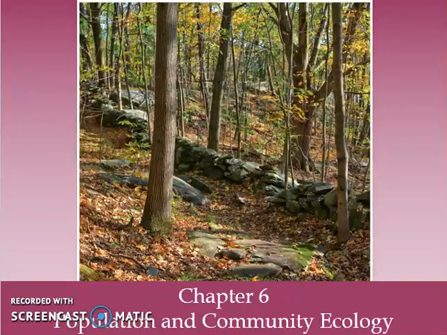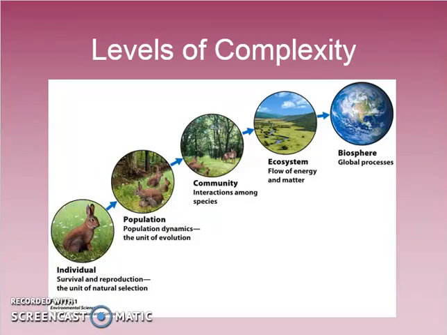Chapter 6 is about population and population ecology or community ecology. So you need to know the different levels of complexity. An individual followed by a population. A population is a bunch of individuals in the same area at the same time. So all the rabbits in the forest would be your population. A community is all the populations in an area. So all the biotic, excuse me, the trees, all the rabbits, all the wolves. That's the community. It's all still the living stuff.